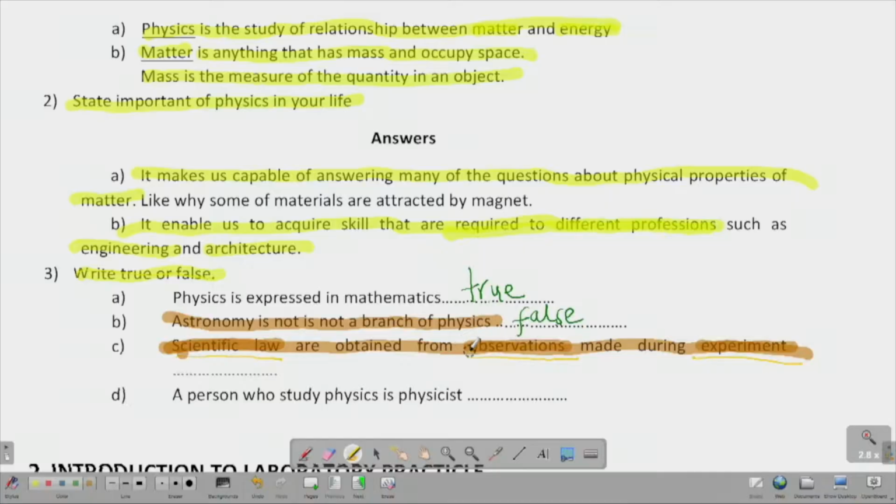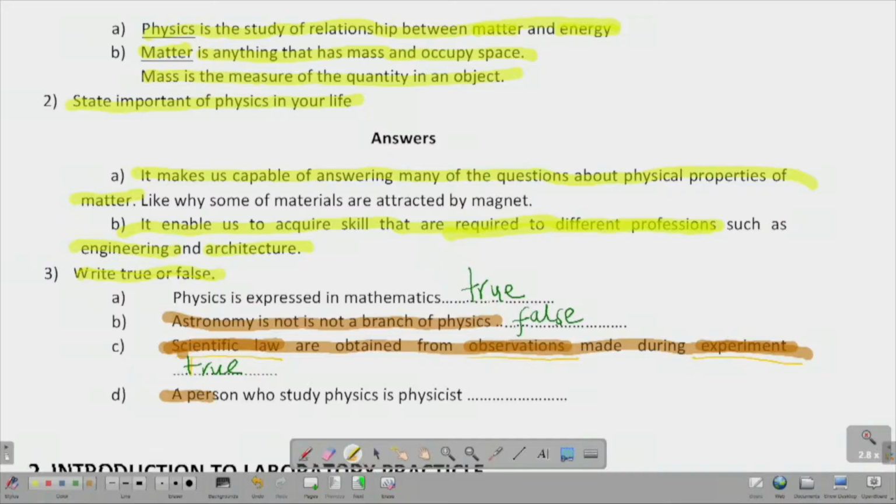So let's now look at our statement very carefully. Scientific laws are obtained from observations made during experiments. From this statement, we can know that it is true, because you cannot obtain a law or make certain rules unless you have observed during what? Your experiment. So we are going to write here, true.